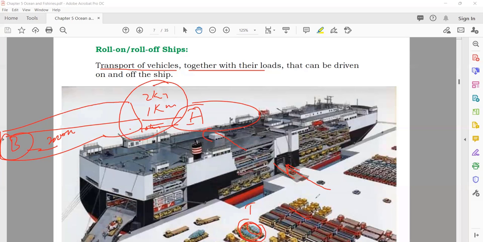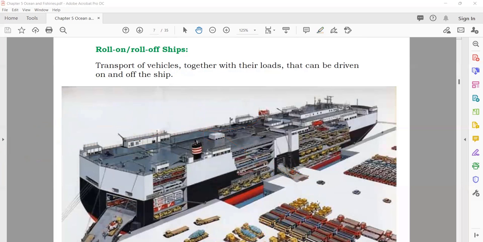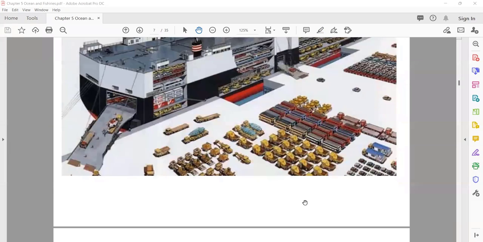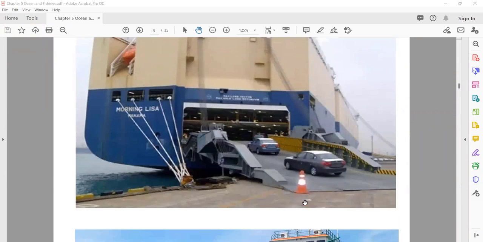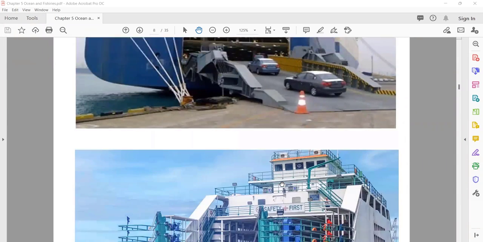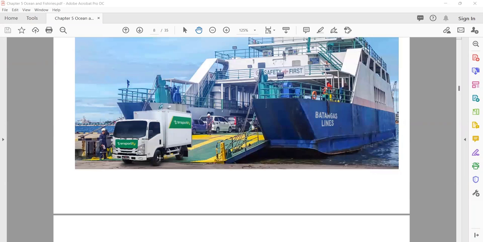So what they will do, they will come to this ship with their load. And when they reach here, again they will come out of the ship and then start to travel on the land. So mostly they are used for a small distance, not a big distance, because the trucks are already loaded. You can see here how the cars are going inside and how they're coming out here. So they are specially used for small distances in the sea.